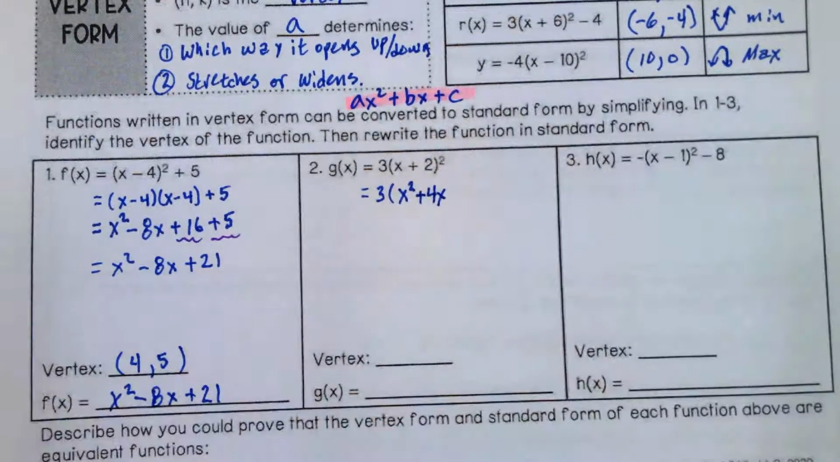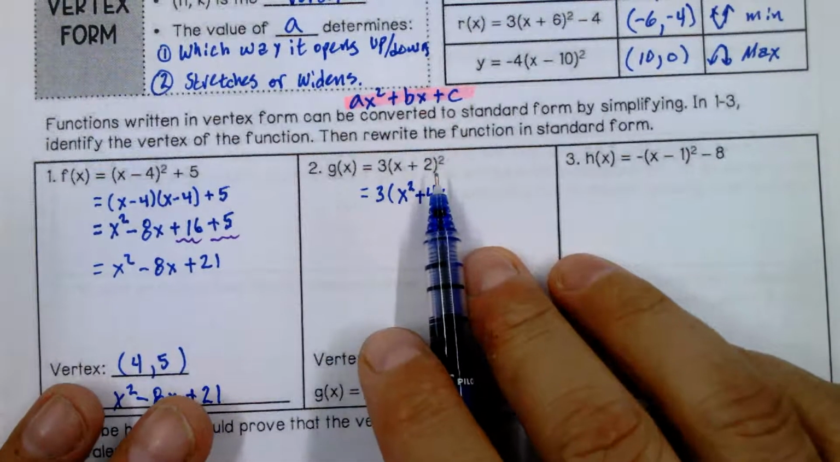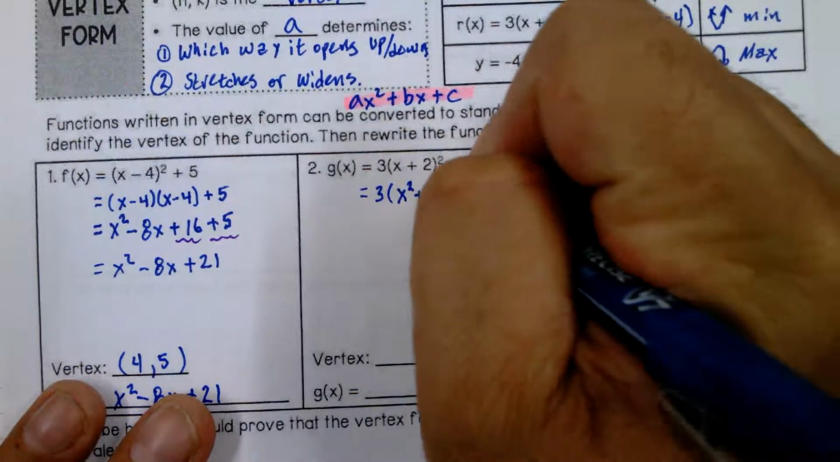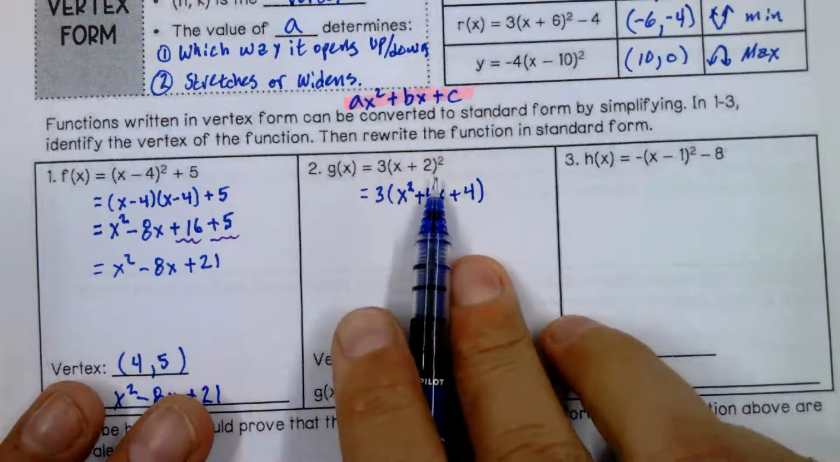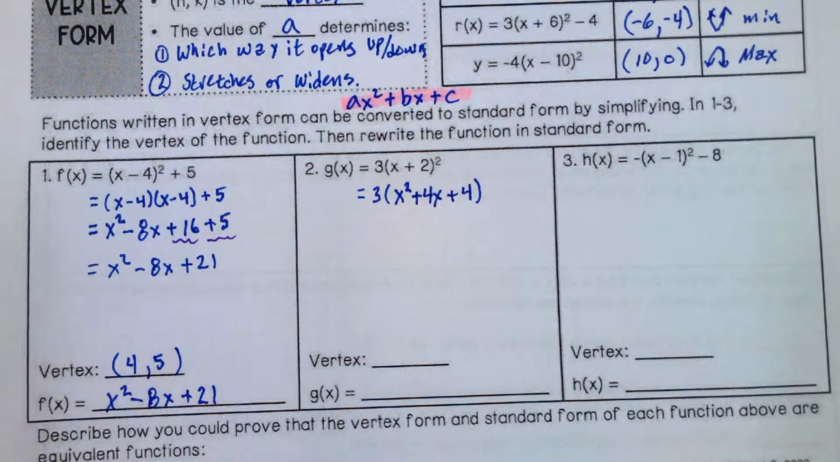The middle part is 4x. And then finally, square the 2. 2 squared is how much? There. We just squared x plus 2 squared. Okay? That's the shortcut way.